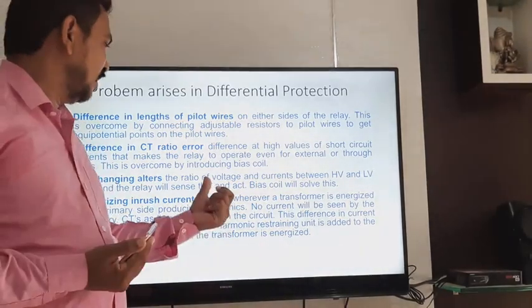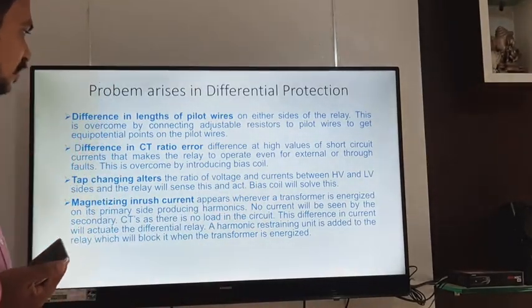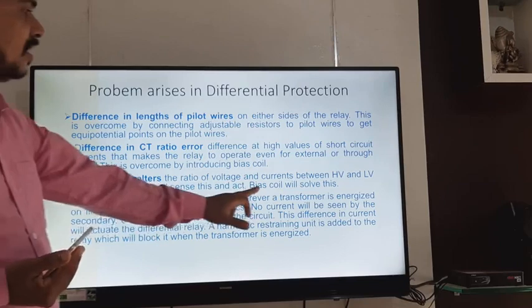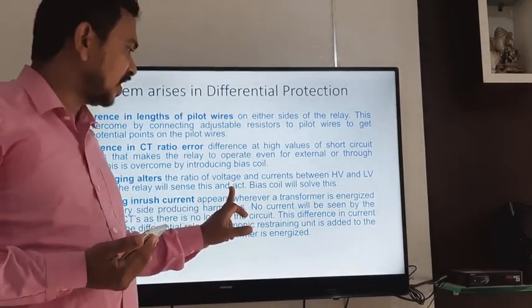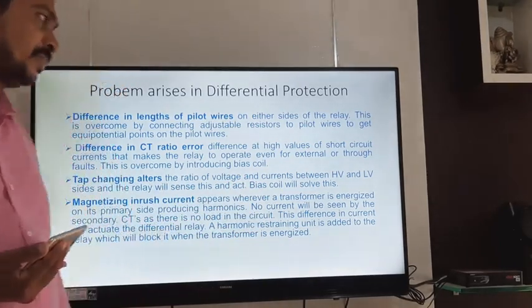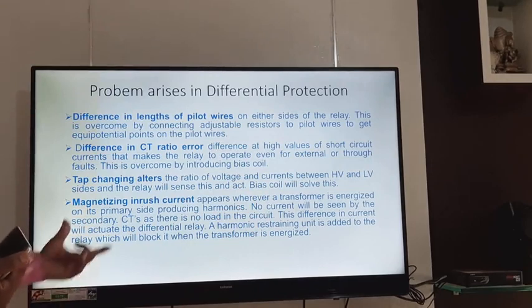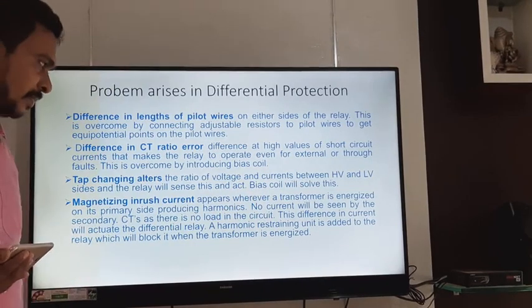So when the ratio becomes changed, at that time the relay will be energized, and for that we have to use the restraining coil also. Okay, next is the magnetizing inrush current.